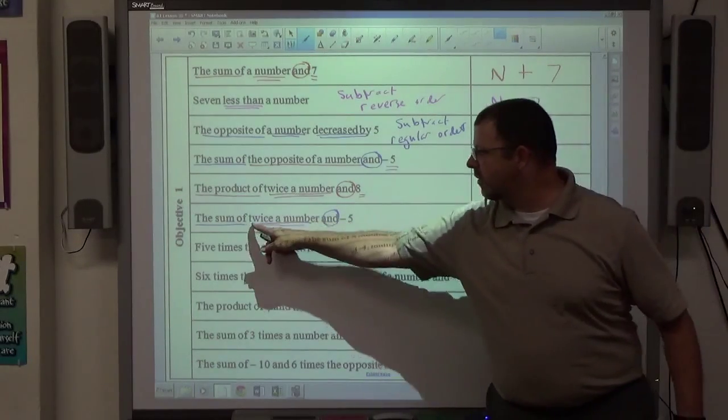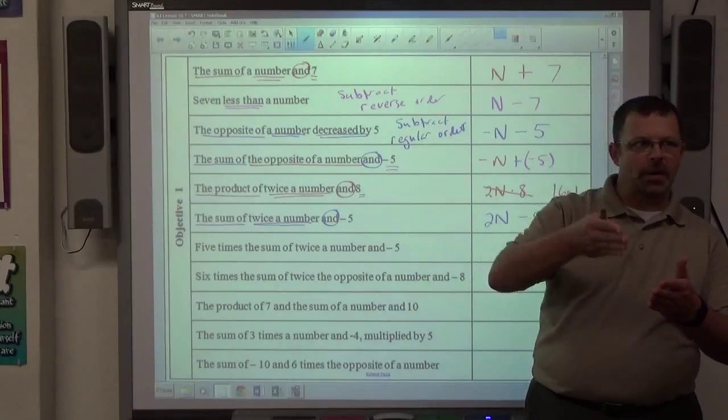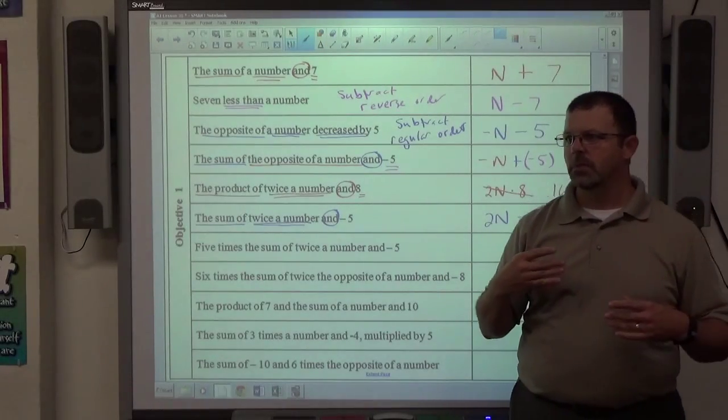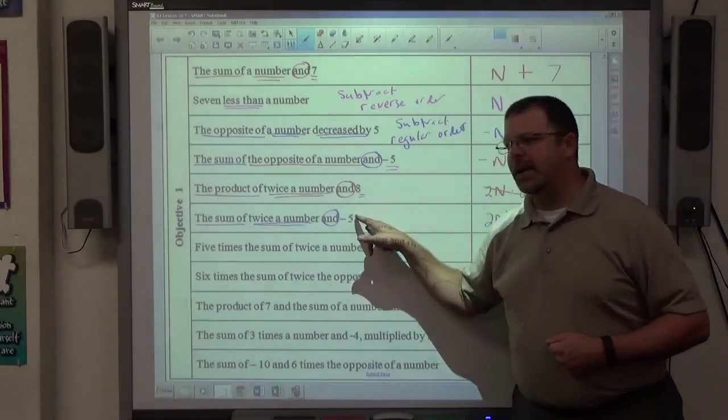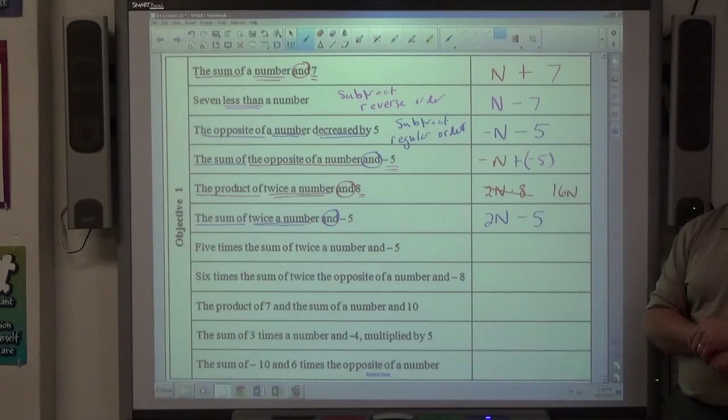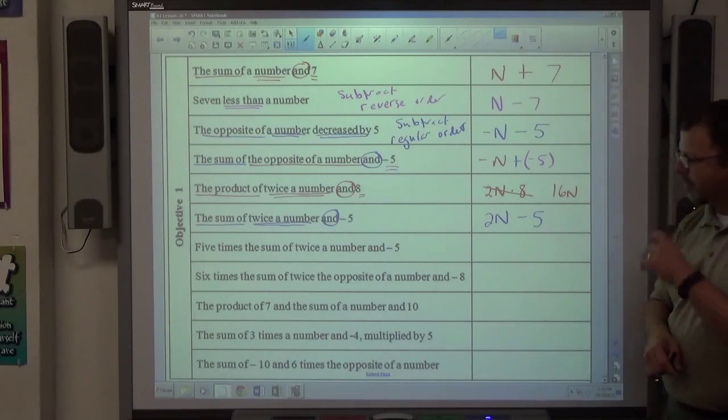If it said the difference of twice the number and negative 5, minus 5 is plus 5 then. All right, so difference means subtract, but subtract a negative becomes addition. Sum means add, but add a negative means subtraction. So you can go ahead and modify that if you wish.